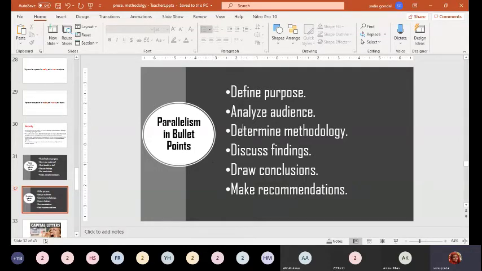Define purpose, analyze audience, determine methodology, discuss findings, draw conclusions, make recommendations. Now, I want all of you to tell me what is the formula of bullet points over here in this slide, or the sentence structure, or you might say the phrase structure that the presenter is following.